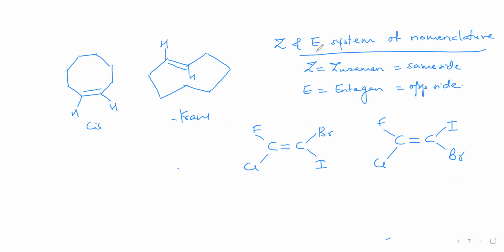So for such systems, we use the Z and E nomenclature. So now let me explain how to apply this Z and E. For getting the name of the isomer as Z and E, we have to apply certain rules. Those rules which I'm describing here are called the Cahn, Ingold, Prelog rules, that is, the CIP rules.